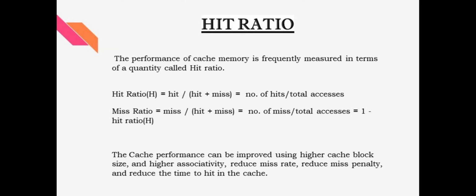hit ratio. The cache performance can be improved using higher cache block size and higher associativity, reduce miss rate, reduce miss penalty, and reduce the time to hit in the cache.